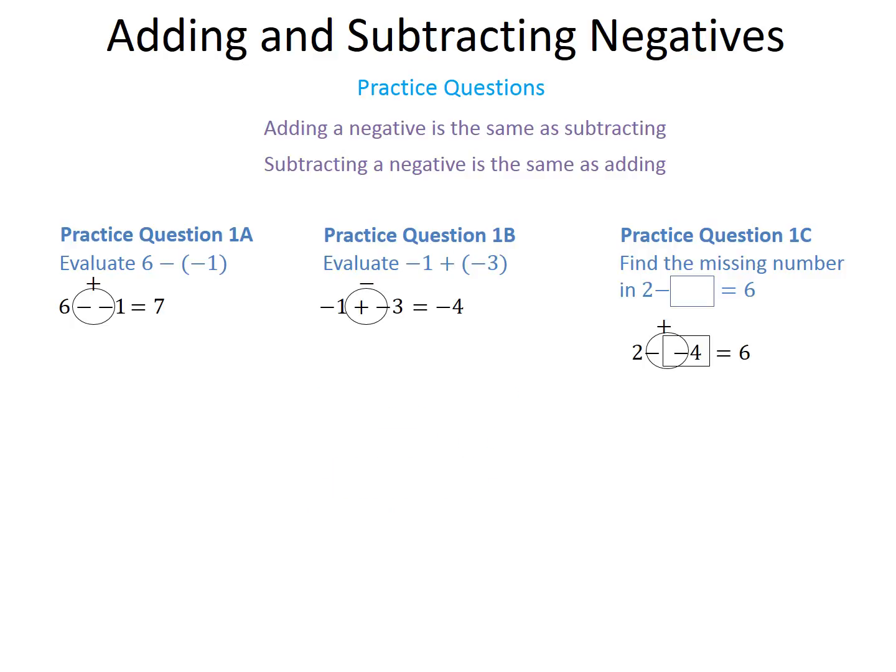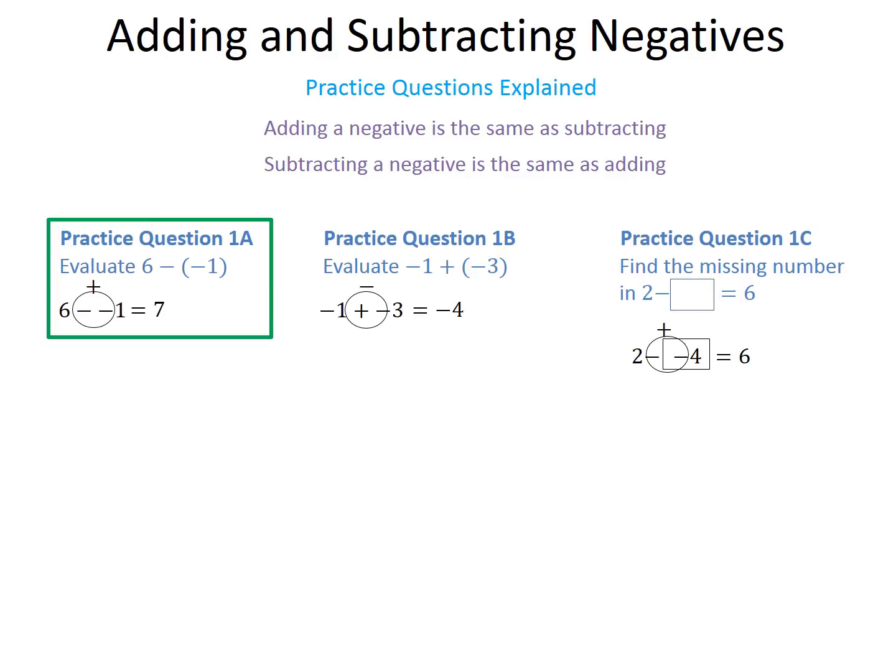And there are the solutions to these. In the first one, because it was subtracting a negative, that meant I had to change it to addition. And so I circled them. I said, well, that's really just addition there. And so I just worked out 6 plus 1, which is 7.